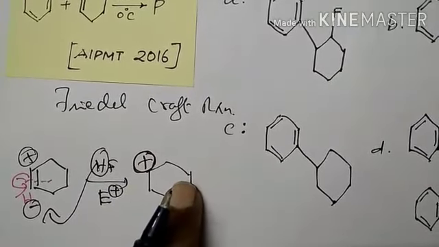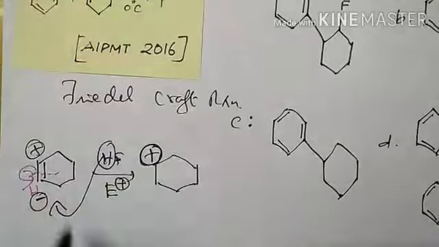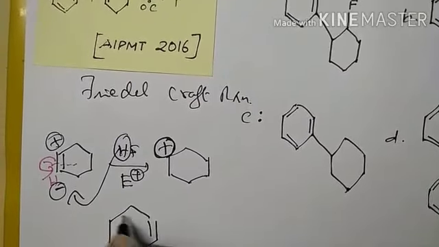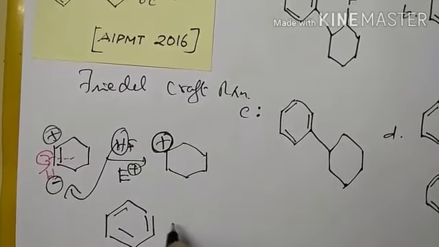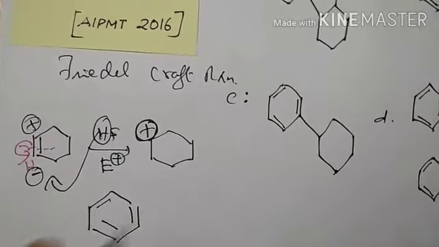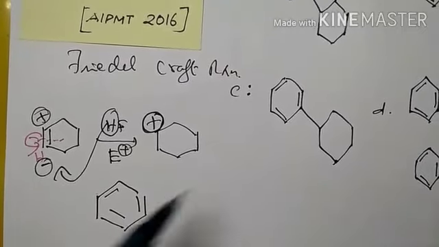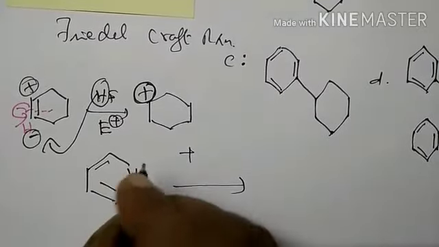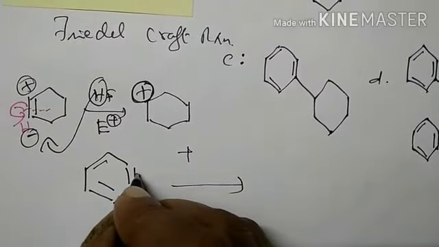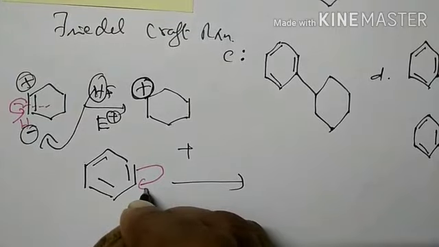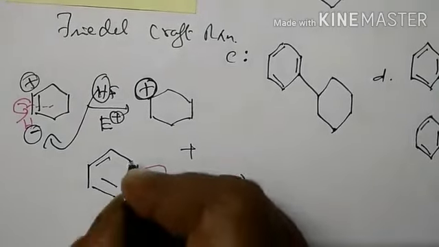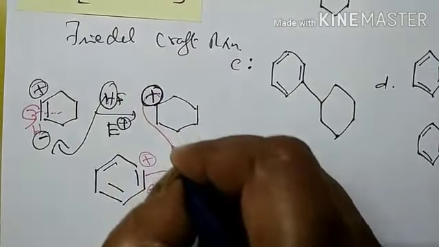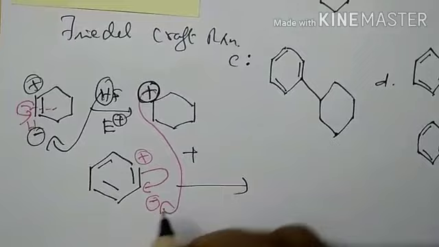Once the electrophile is ready, the second step is the attack of the electrophile on the benzene ring. Now it is the ordinary Friedel-Crafts reaction. This electrophile attacks the benzene ring. In the benzene ring, pi electron shifting is there. So here you have minus, and this place you have positive charge. So this electrophile with the positive charge attacks this carbon.